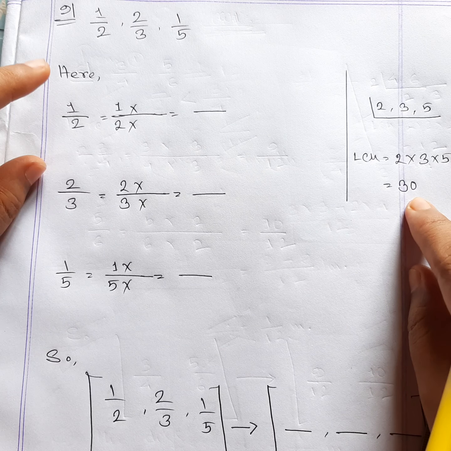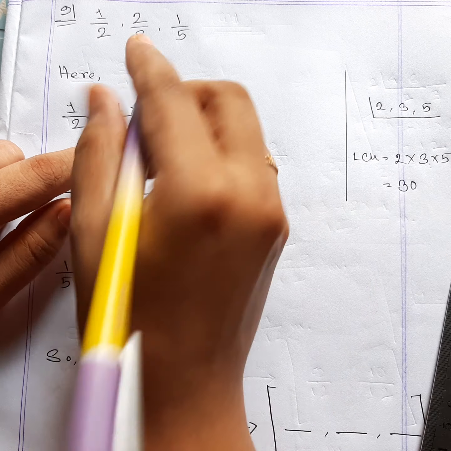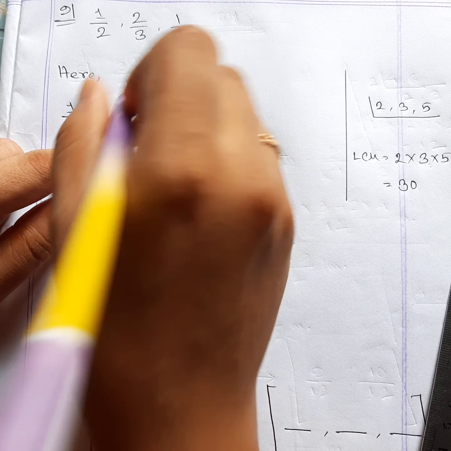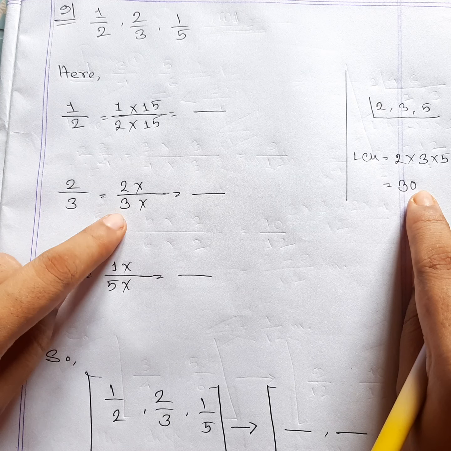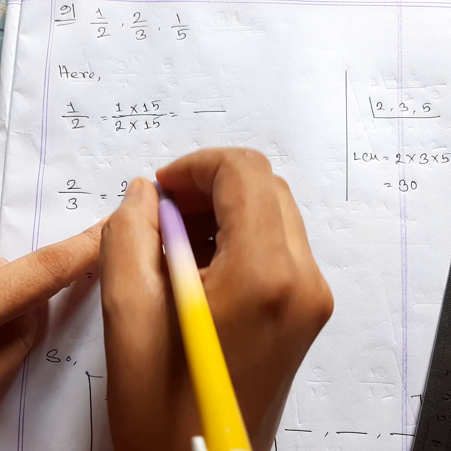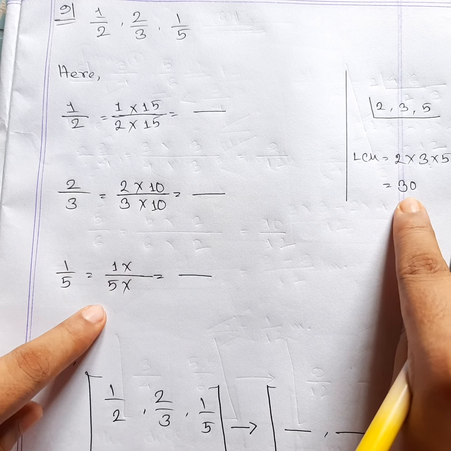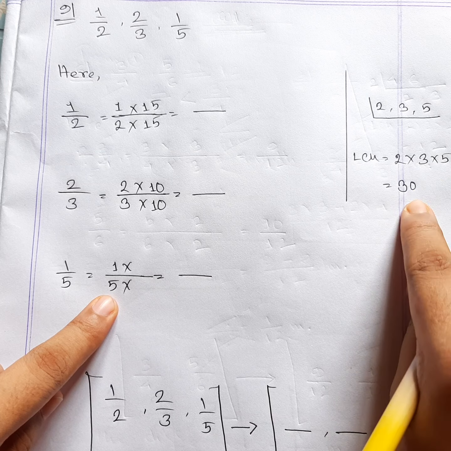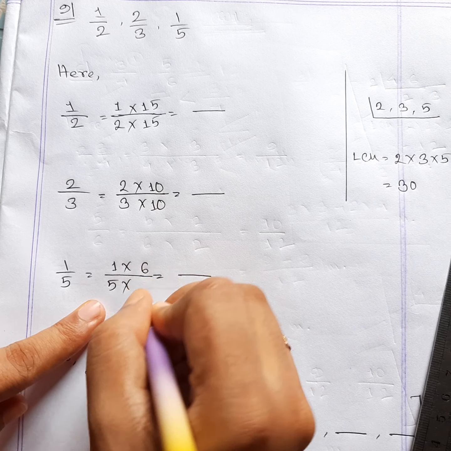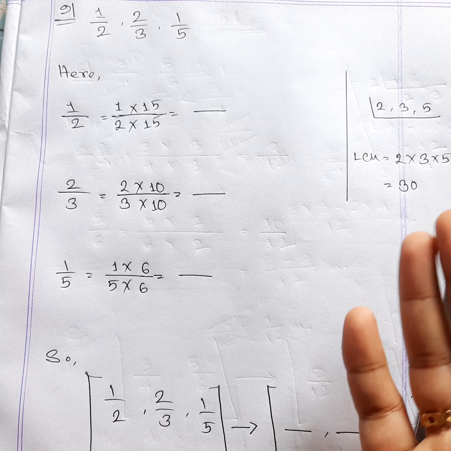Now dividing 30 with 2, it will be 15. I'm going to write down 15 on the top and bottom. Now dividing 30 with denominator 3, we will get 10. And this one, if we divide the 30 LCM with denominator 5, we will get 6. Now just write down the result, the product.